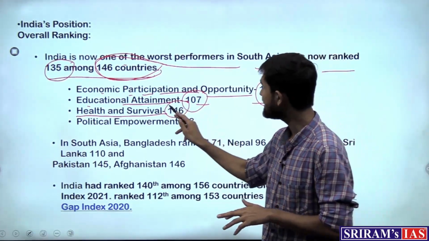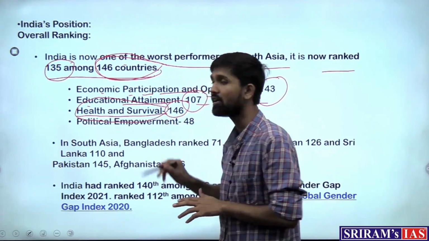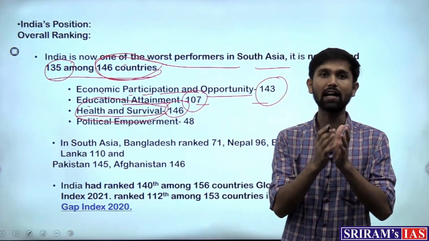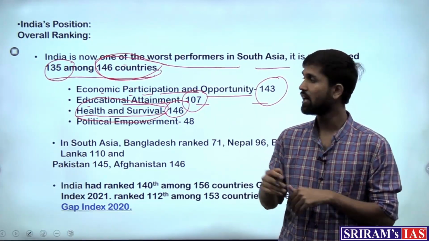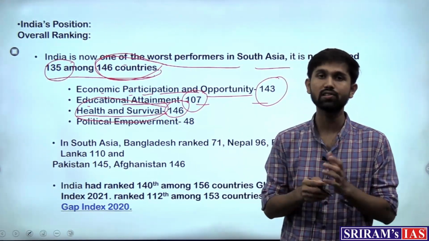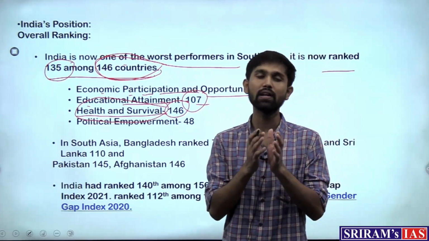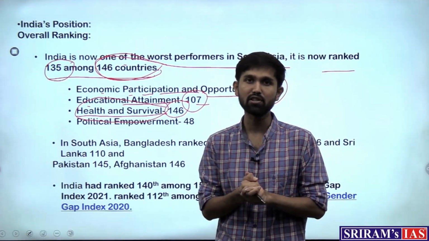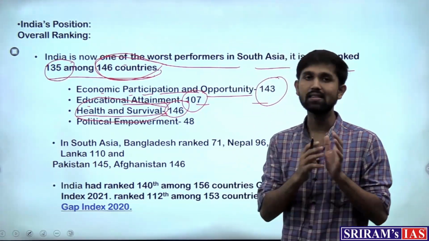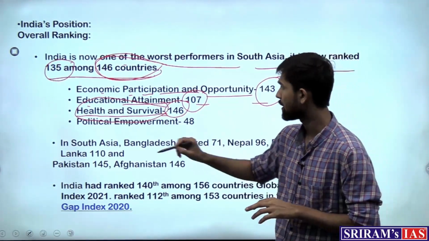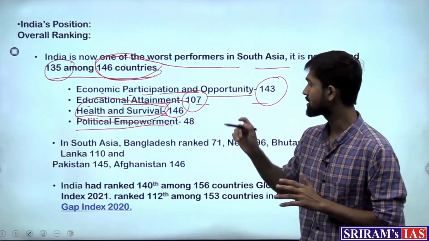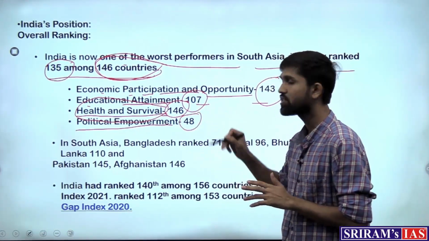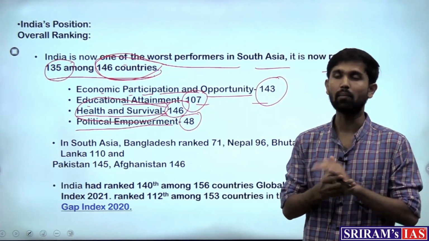This means that the health and survival facilities in the country, with respect to preventing female feticide and taking care of women's health at the early and adolescent stages, are critical intervention areas which the government should address, because India stands last on the health and survival parameter. And last is political empowerment, in which India does comparatively the best, with the 48th rank among all the countries.